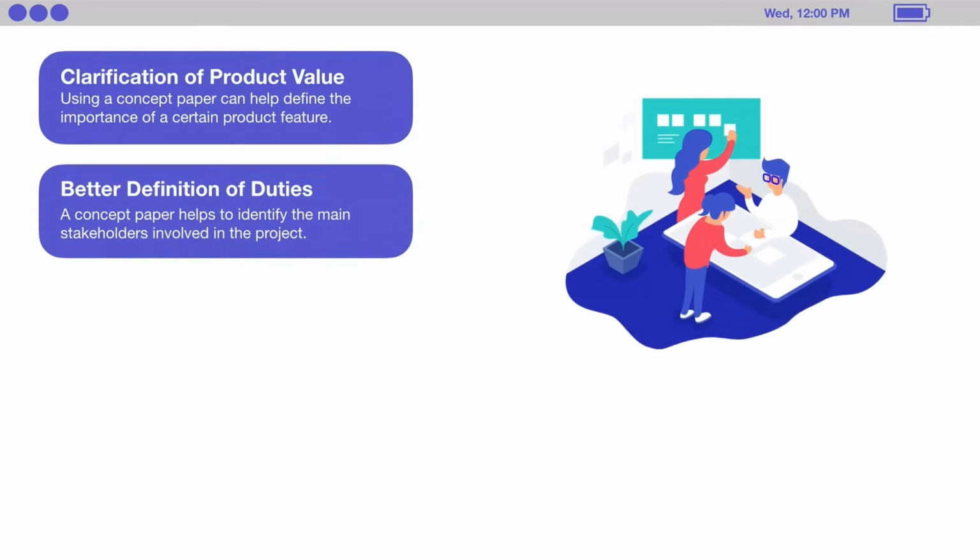A concept paper helps to identify the main stakeholders involved in the project, starting with the sponsor, who will then pick the project leader, who then assembles the core team and supporting teams at the start of the project, creating the necessary stability in flow to facilitate the execution.